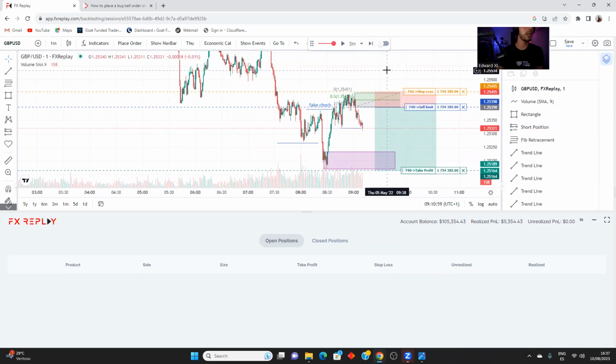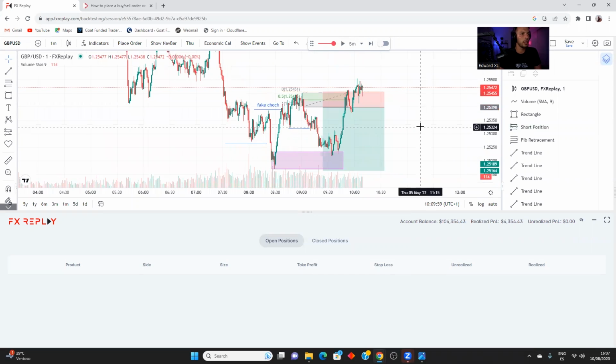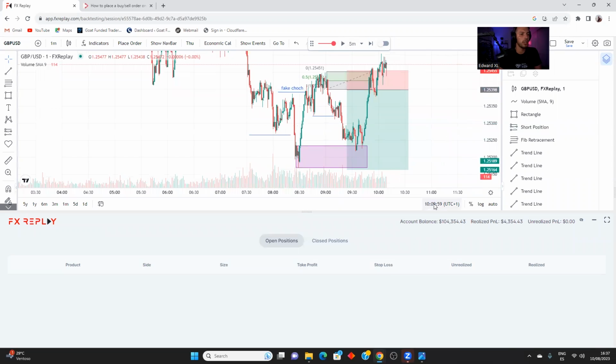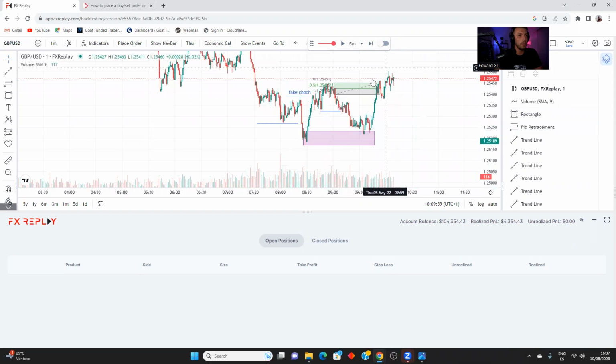I'll try to make it a little bit quicker. Maybe 5. And we hit a stop loss. So we hit a stop loss and we hit a minus 1%. This change of character was actually a good change of character. So I was wrong and we move on.